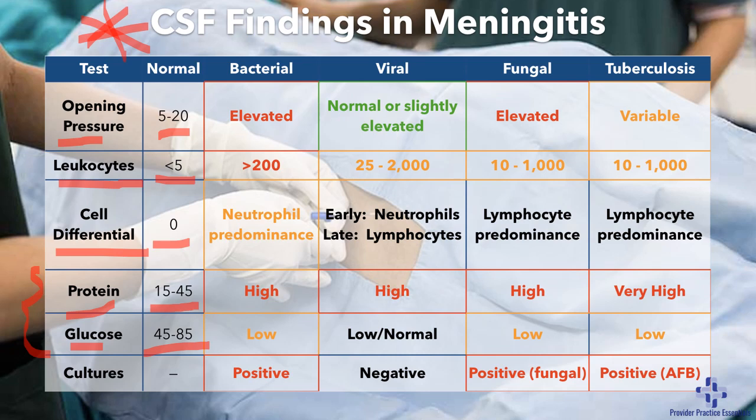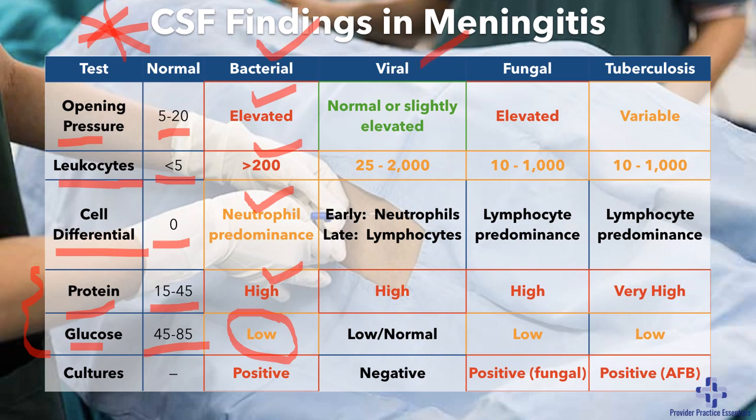Next we can see the changes in bacterial meningitis. First, opening pressure in bacterial meningitis will be elevated and the leukocytes will be greater than 200. Neutrophils are predominant in cell differentiation. Protein is high and glucose is low. It is important. Questions will ask, when the CSF glucose level is low and the protein is high, what type of meningitis should we assess? It is bacterial meningitis. So in bacterial meningitis there will be decreased glucose level.